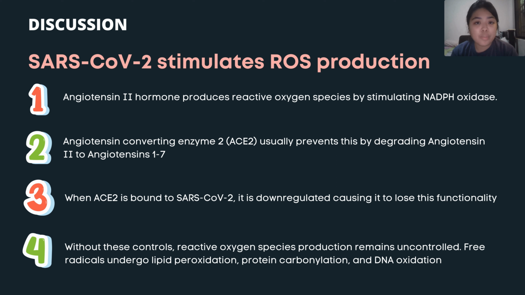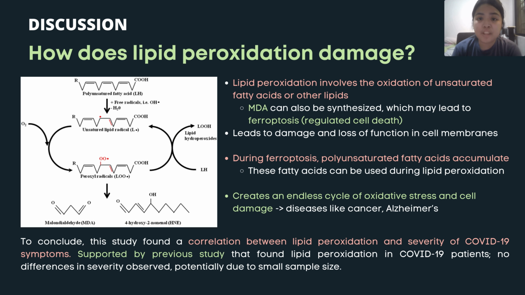Free radicals undergo lipid peroxidation, protein carbonylation, and DNA oxidation. Lipid peroxidation involves the oxidation of unsaturated fatty acids or other lipids. From this, MDA can be synthesized, which may lead to ferroptosis, or regulated cell death from lipid peroxidation. This then leads to damage and loss of function in cell membranes. During ferroptosis, polyunsaturated fatty acids are accumulated. These fatty acids can then be used during lipid peroxidation. This then creates an endless cycle of oxidative stress and cell damage, which is why lipid peroxidation is often associated with diseases like cancer and Alzheimer's.